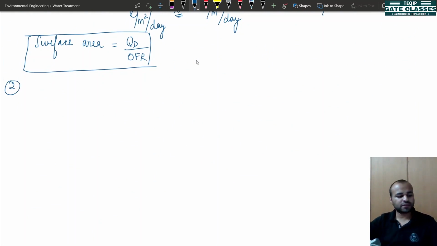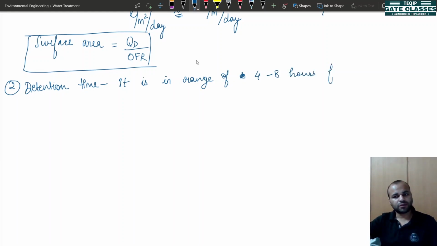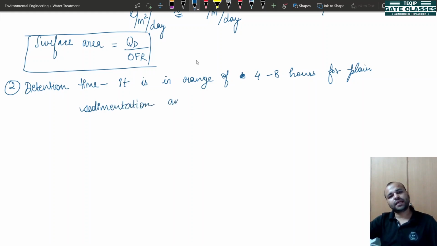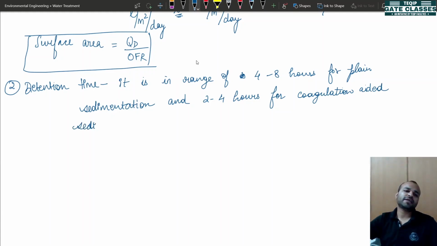Now the second term is detention time. So your detention time for continuous flow type tank is in the range of 4 to 8 hours for plain sedimentation, and 2 to 4 hours for coagulation aided sedimentation tank.